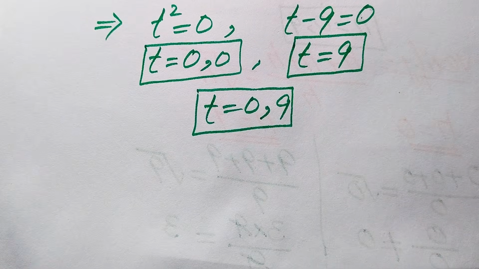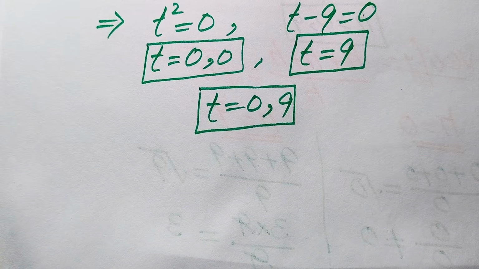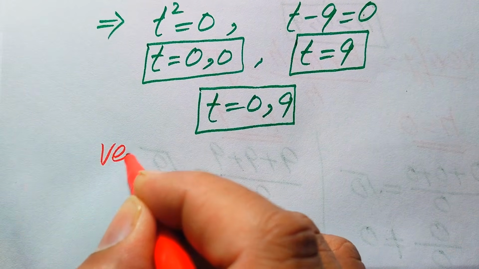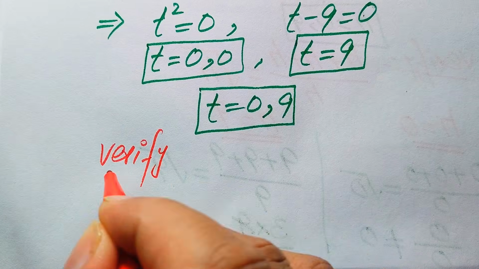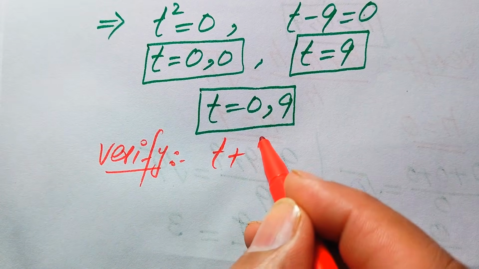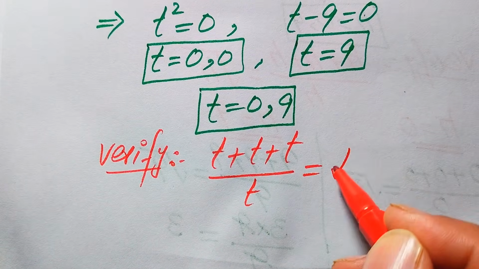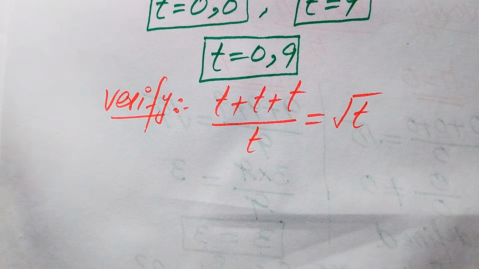And now in the next step, we need to verify whether these roots are solutions or extraneous roots. So for verification of these roots, we need to copy down the given question statement here. It is t plus t plus t divided by t is equal to the square root of t.